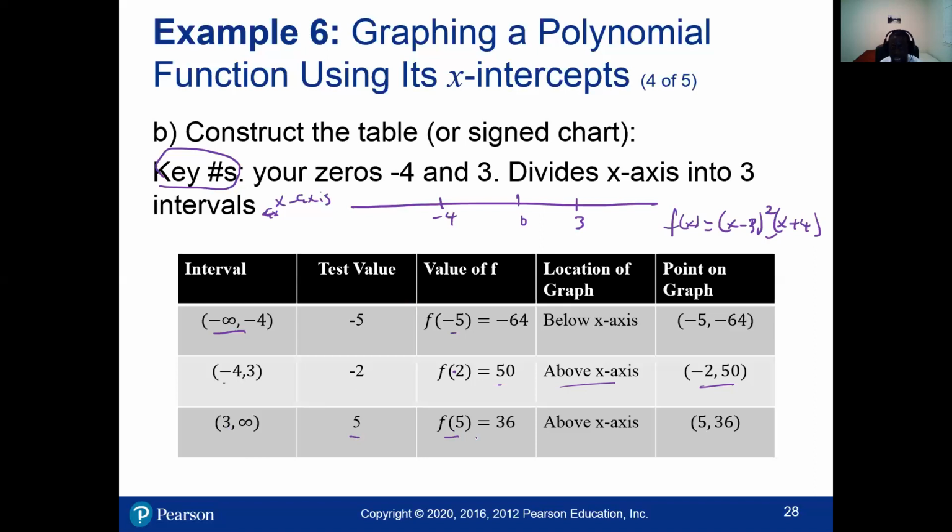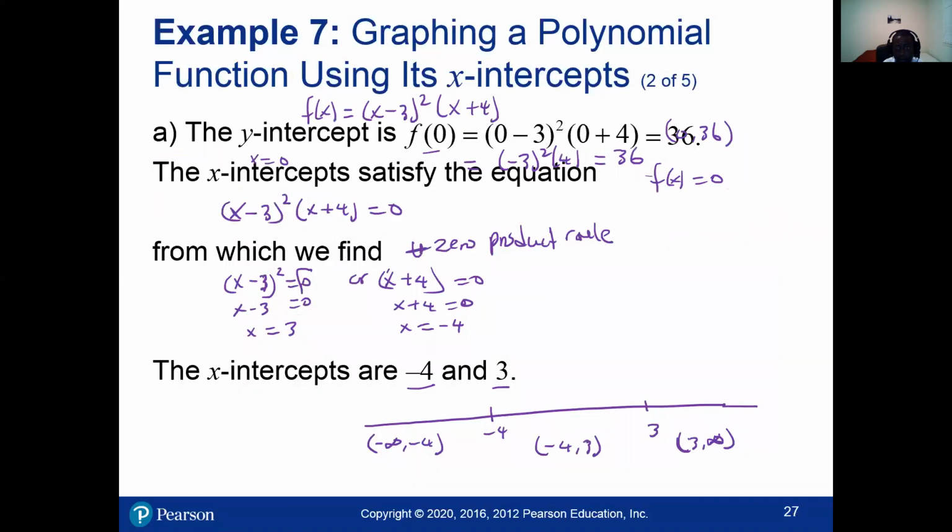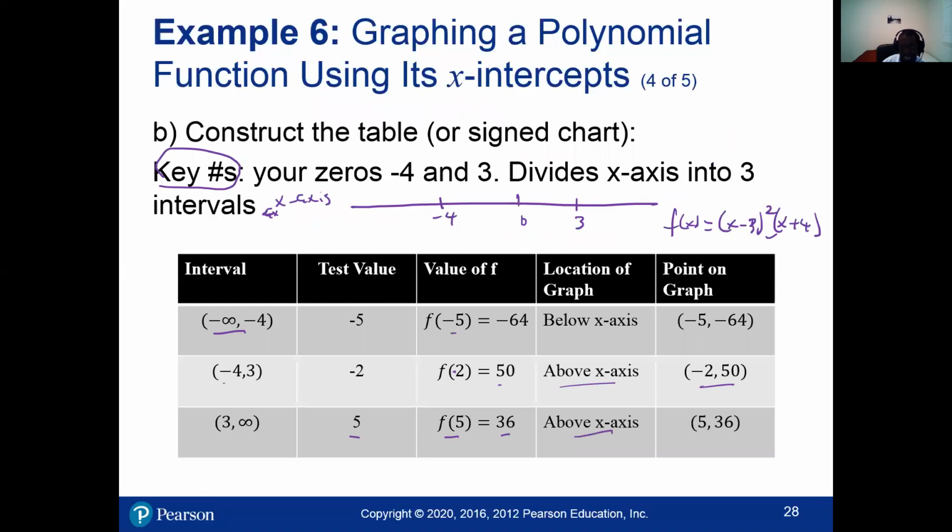We evaluate the function at 5, and we get 36. So when we plug it into the function, it is above the x-axis. So we have 5 and 36. Now let me go back and check my work. You get 9 times 4 is 36. Okay, that's fine. So that is it.